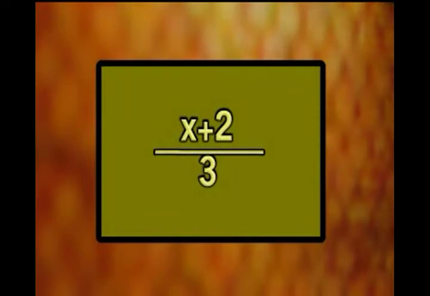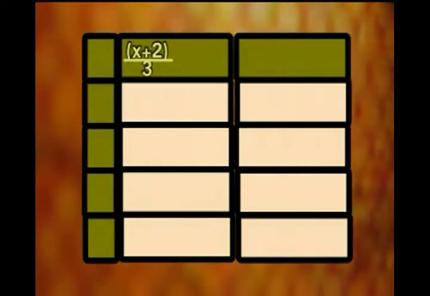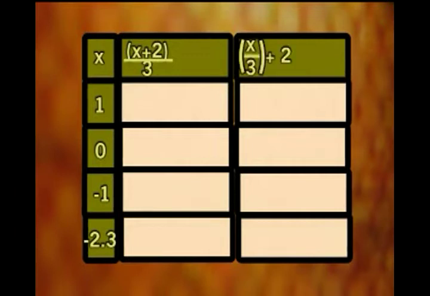For expressions with fractions, the fraction bar acts like a parenthesis. We compute the value of the numbers above the fraction bar first. Example: evaluate the quantity x plus 2 divided by 3 for the given values of x and then compare the results with those of the expression quantity x divided by 3 plus 2.